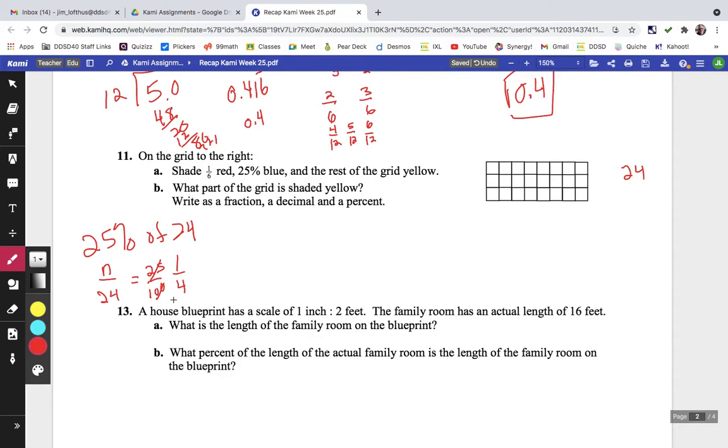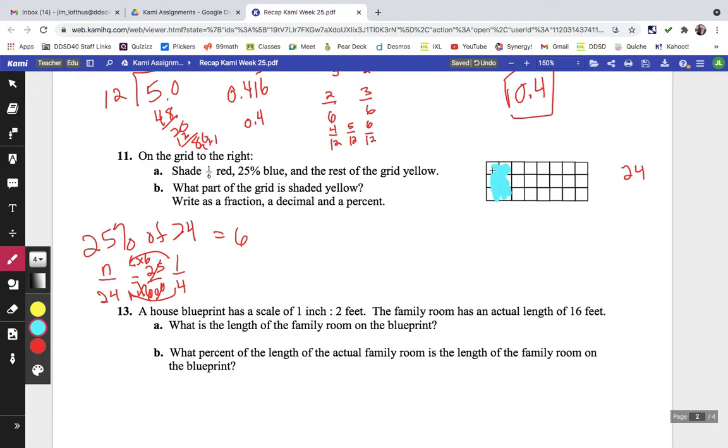And we can look for a multiplier. 4 times 6 is 24, so we're going to do 1 times 6. So 6. That tells me that I'm going to shade 6 of them blue. So I'm going to get my larger pen, turn it blue, and we'll get 6 of these.